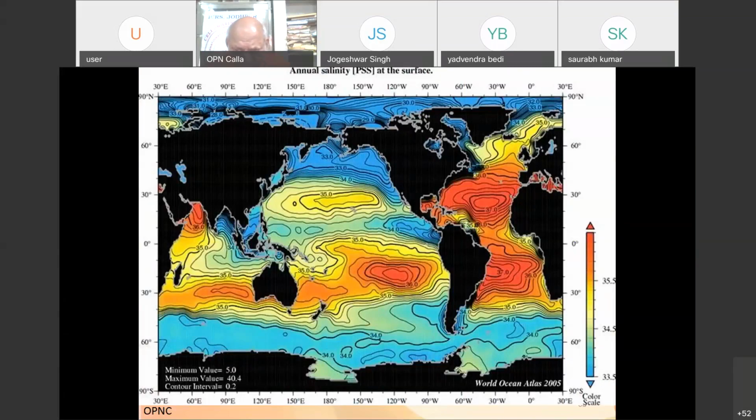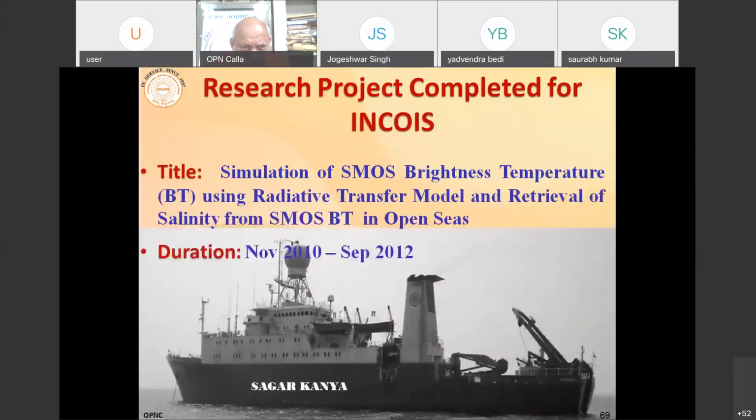And maximum 35.5 PSU and 23 PSU. Then, as I mentioned, our big project, where my colleagues went to the sea and learned how to make the salinity measurements, and they brought this Bay of Bengal water for measurements.